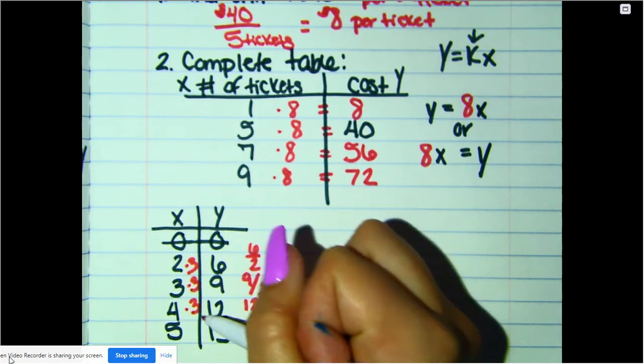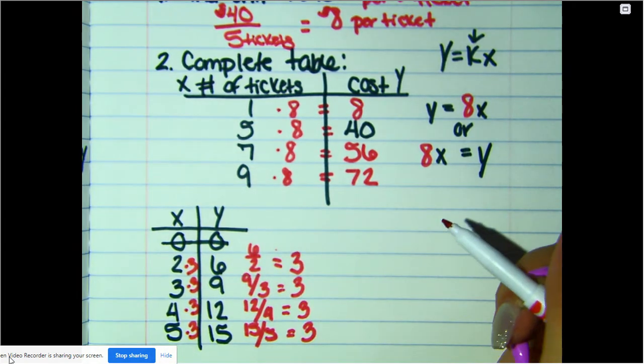4 times 3 is 12. 5 times 3 is 15. So this is how it works.